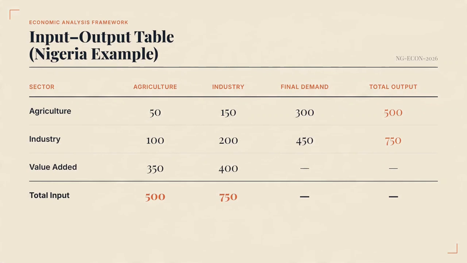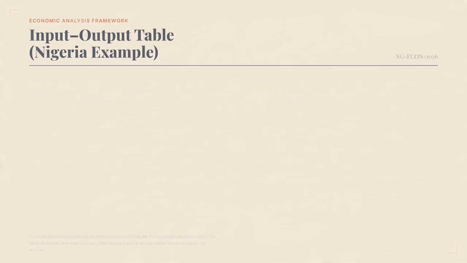For instance, the agricultural sector provides 50 worth of its own output as an internal input, while supplying 150 to the industrial sector. Industry, in turn, provides 100 to agriculture. This structural mapping is the foundation of Leontief's analysis.